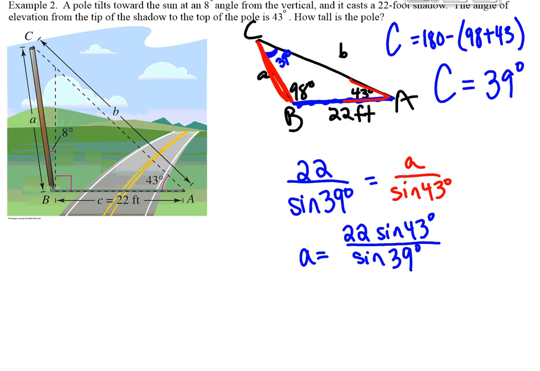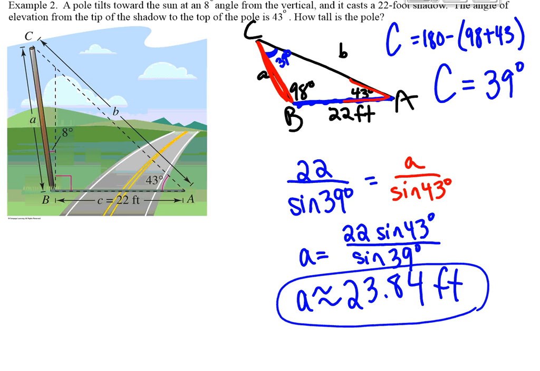So, who has an answer for this one? What is it? Oh, no, it is not. Okay. 23.84 feet is that one there.